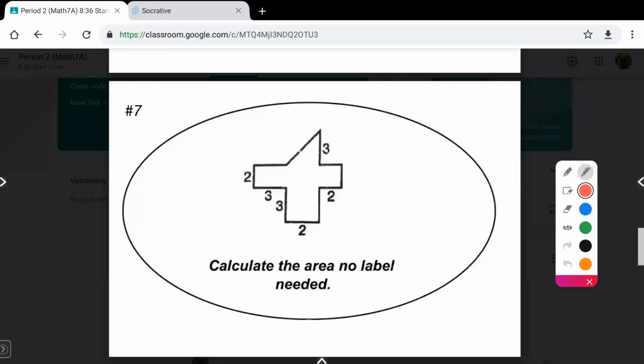All right, I like this guy here. This is the area, or calculating the area of a compound shape. Once again, we look at our formula sheet. You're not going to find this shape. So what you got to do in a compound shape is you have to dissect it.